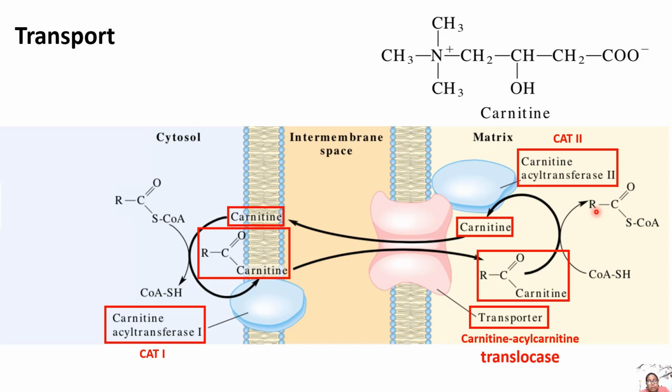So basically what happens is that the two enzymes, carnitine acyltransferase 1 and carnitine acyltransferase 2, comprise a cycle that delivers a fatty acid as an acyl carnitine derivative, right?